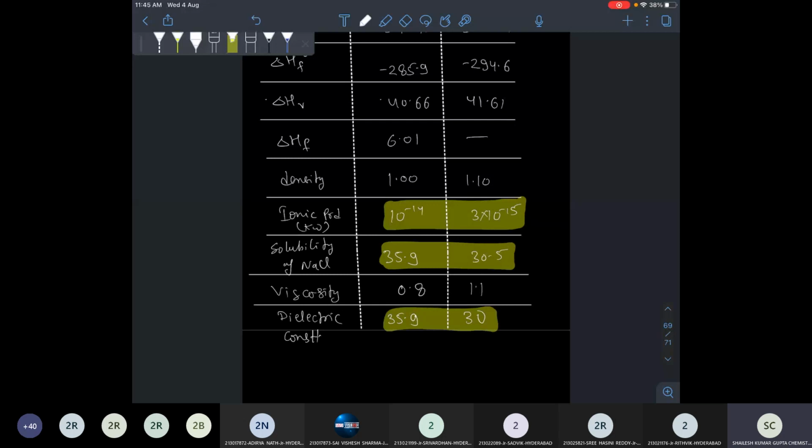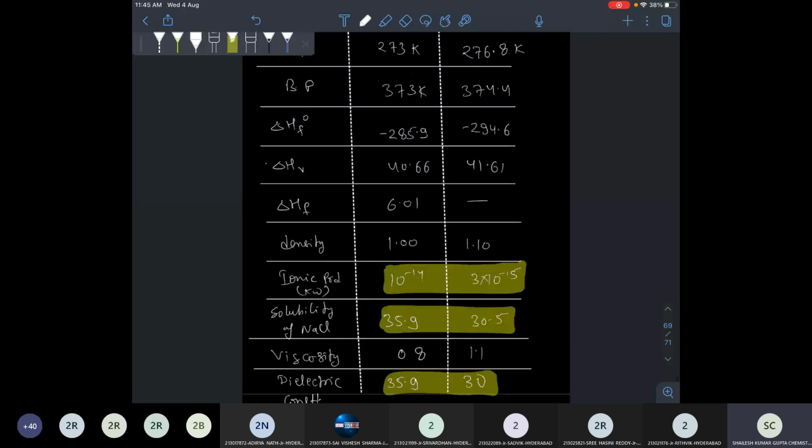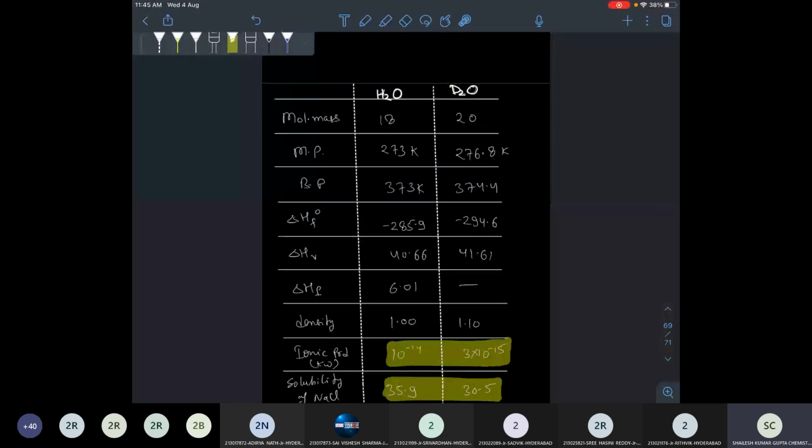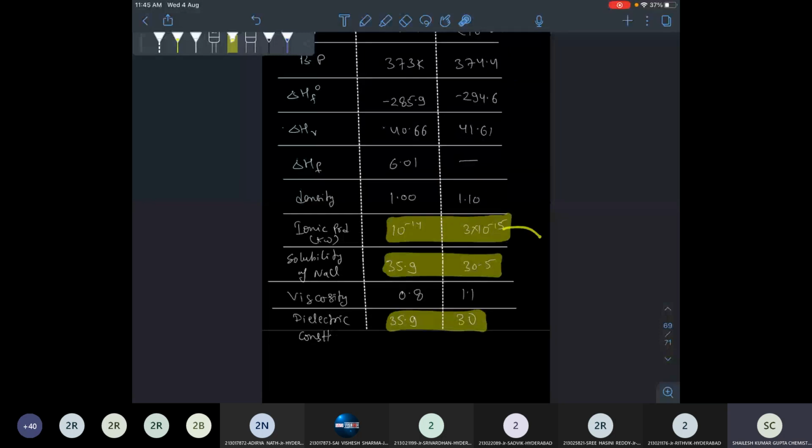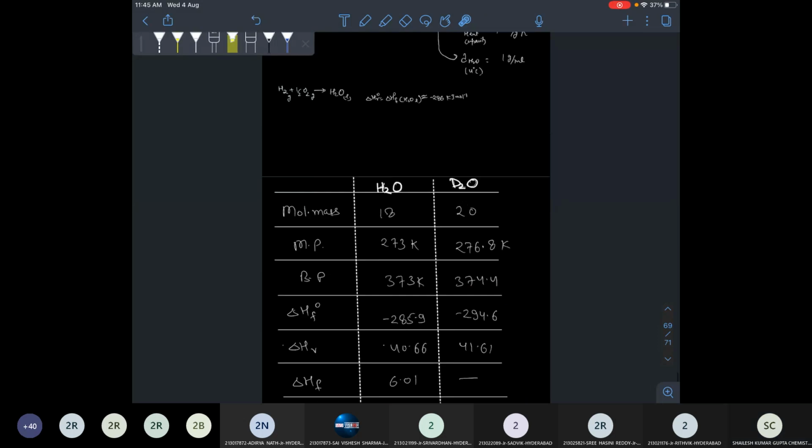Right. So you can see that except these, most of the properties of D2O are dominating. Heavy water is dominating, whether it is molecular weight, molecular mass. Melting and boiling point is proportional to that. You can see how this is varying. Formation energy, it is 285, it is 294. Vaporization is higher. If the data is given, you can expect even fusion is higher. Density you can see is higher. Right, viscosity you can see is higher. Three things: ionic product, solubility of NaCl, and dielectric constant. These are quite correlated with each other. These three are only higher for H2O.